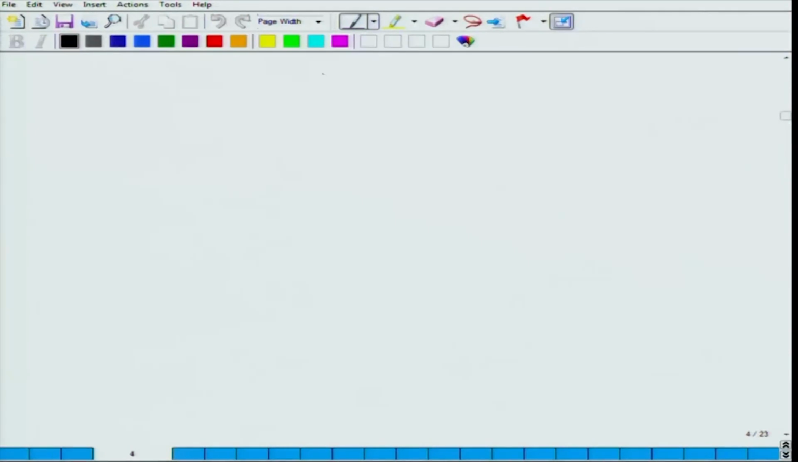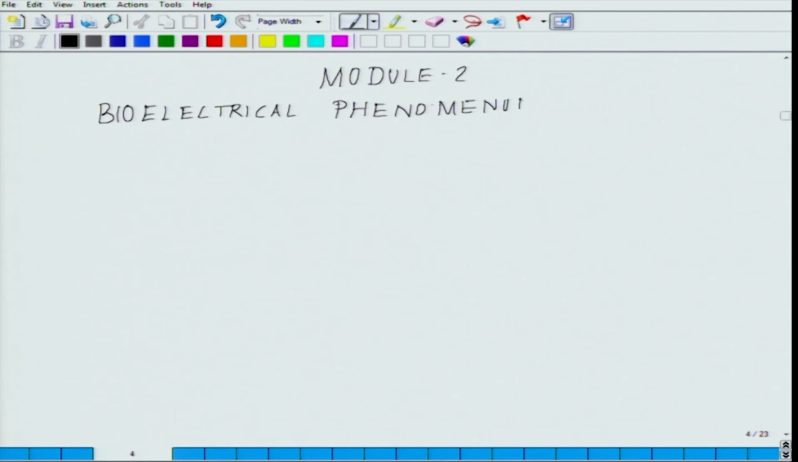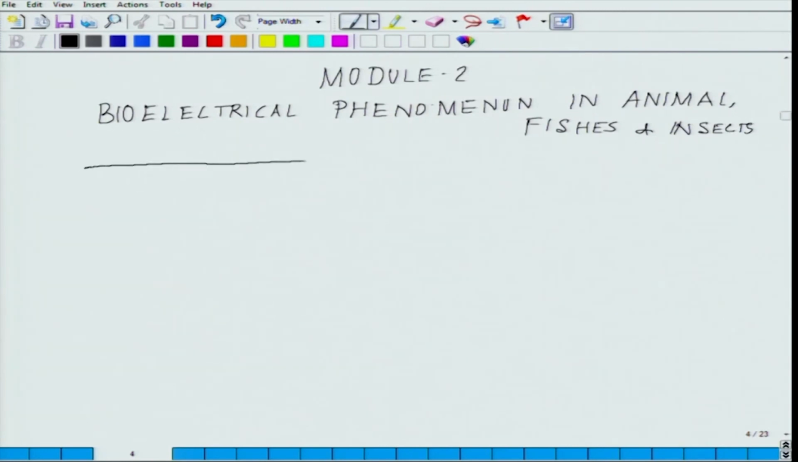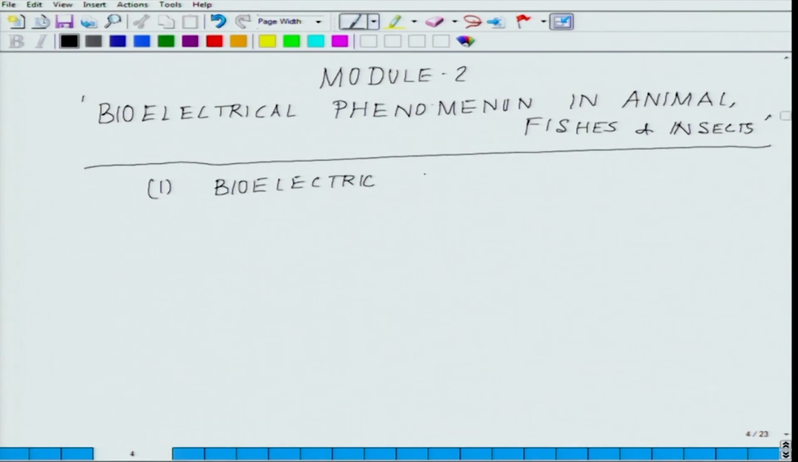So, back here, we are in module 2. Module 2 is essentially bioelectrical phenomena in animals, fishes and insects. This is the broad title of this module, under which we will be studying bioelectric potentials. That is the first topic, the stepping stone into this world: bioelectric potentials.